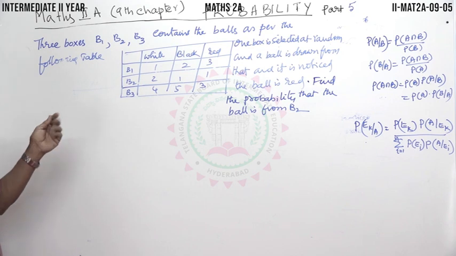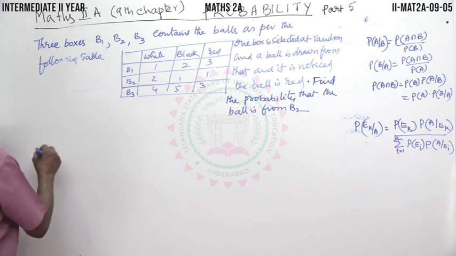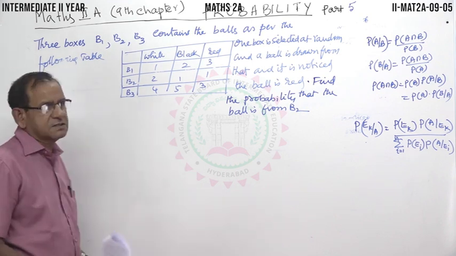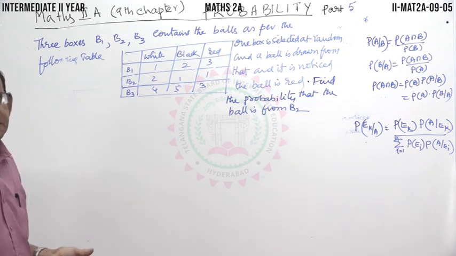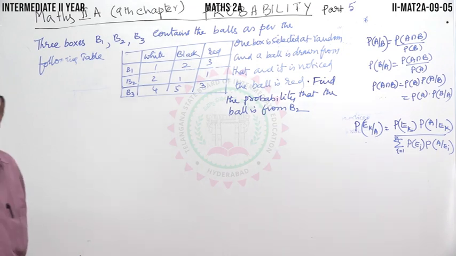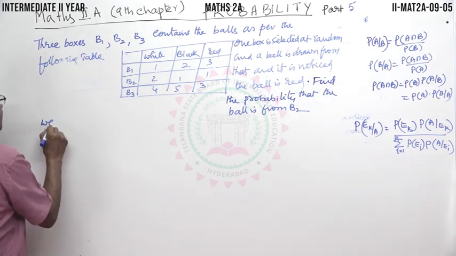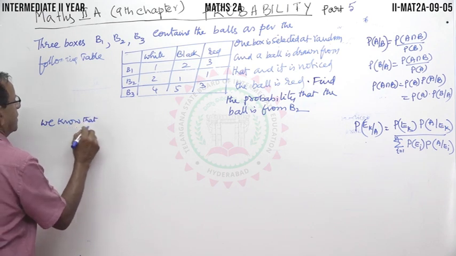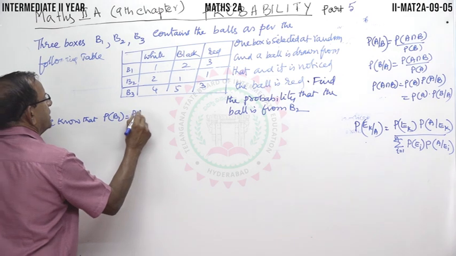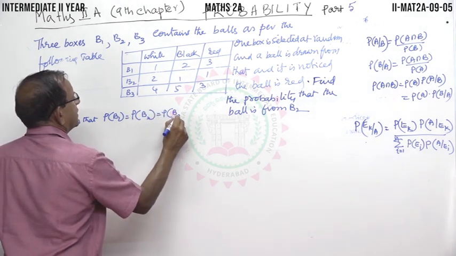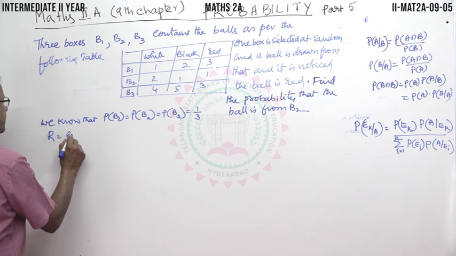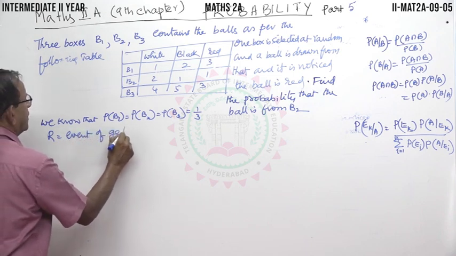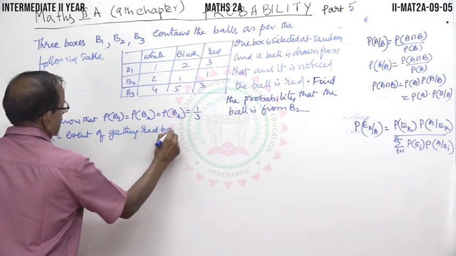Here also, as in the previous case, because the box is selected at random, we may get any one of those 3. So they are equally likely events. That's why the probability for getting any box is 1 by 3. So we know that P of B1 is equal to P of B2 is equal to P of B3 is equal to 1 by 3. Now let us take R as the event of getting a red ball.